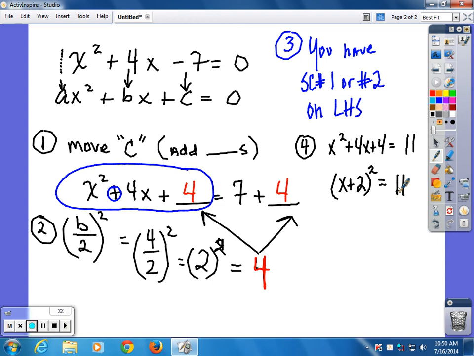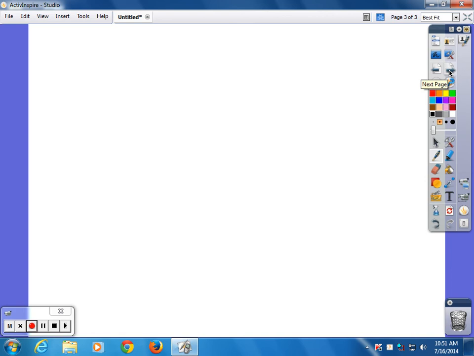Now we're going to find the vertex and the X-intercepts. And I'm going to do that on the next page. So make sure you get up to this point. And you might want to put a note here, shortcut number 1, and then draw an arrow here. Okay? So, x plus 2 quantity squared is equal to 11.